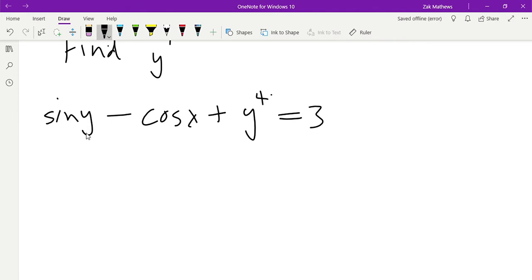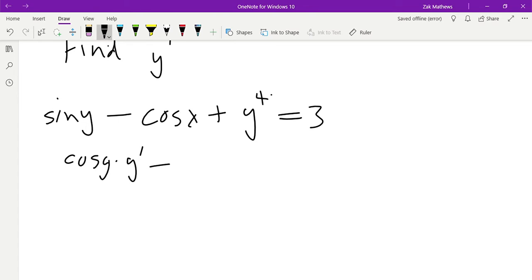So I see the sine y. Well, this requires a chain rule now because that y is inside the trig function of sine. And I know the derivative of sine is cosine y. But then once we get to the inside of that function, we're taking the derivative of y, and the derivative of y is y prime. So I'm going to write down that times y prime.